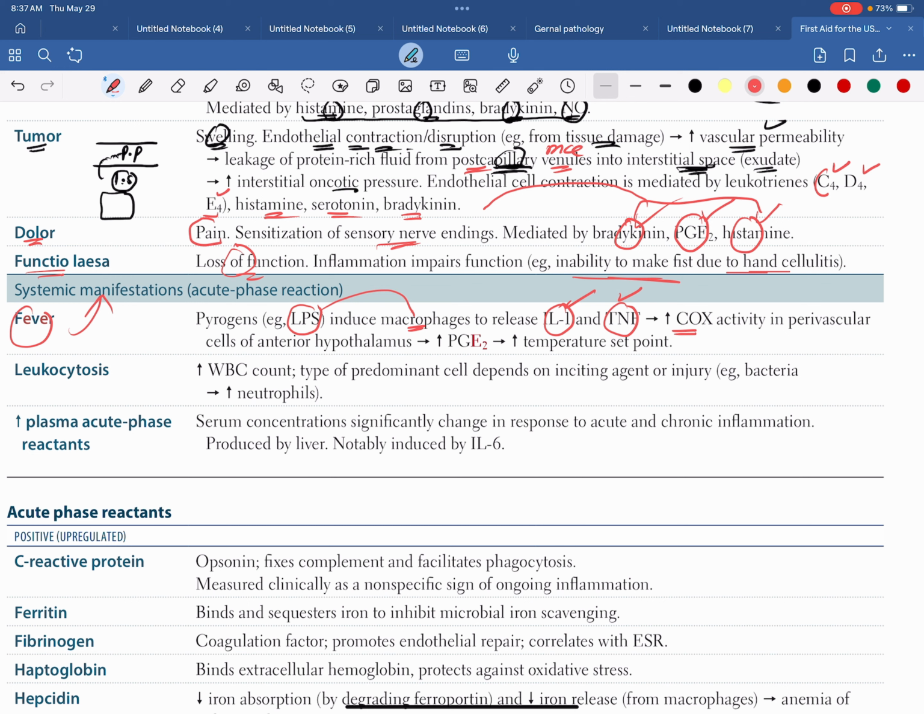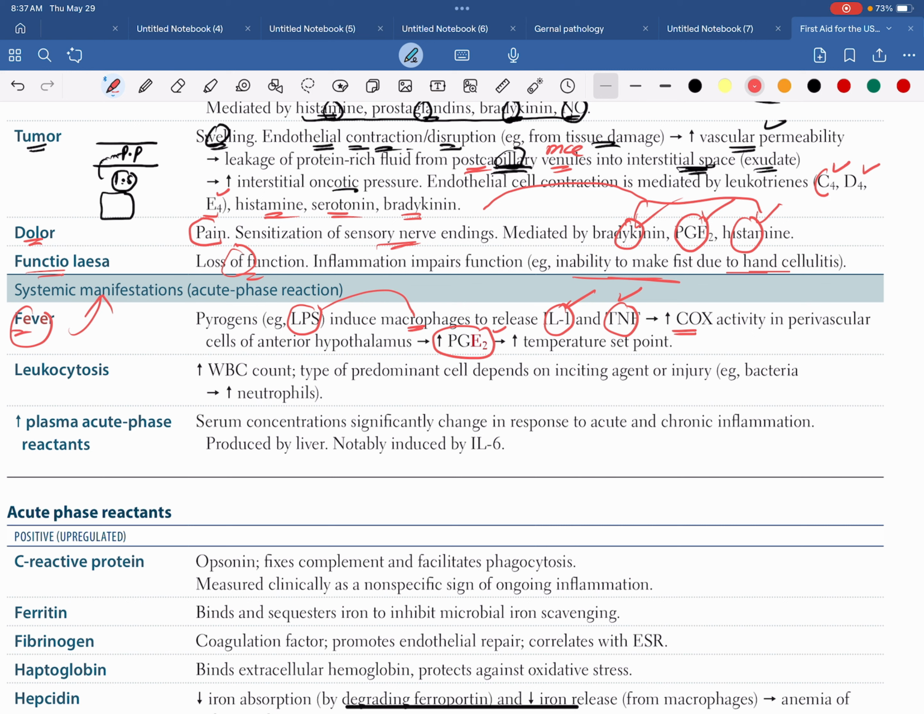And we know that when COX enzyme activity is increased, there is a large amount of production of prostaglandins. The prostaglandin produced in the hypothalamus during inflammation that leads to fever is prostaglandin E2, because this is the inflammatory mediator produced in the hypothalamus, and that prostaglandin will increase the temperature set point in the hypothalamus. And when you increase the temperature set point in the hypothalamus, you will get fever. So this is the mechanism.